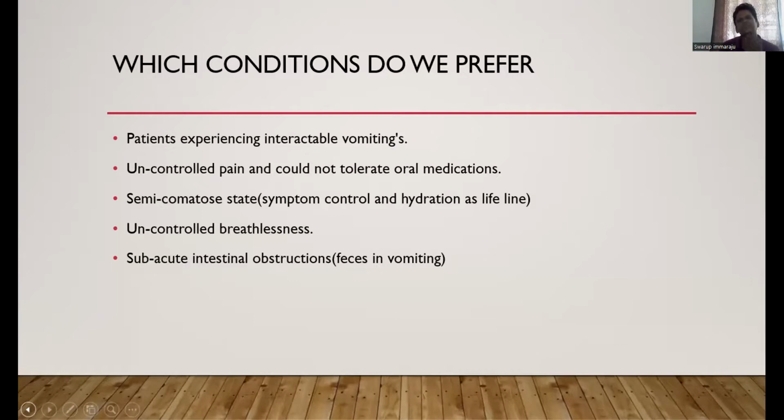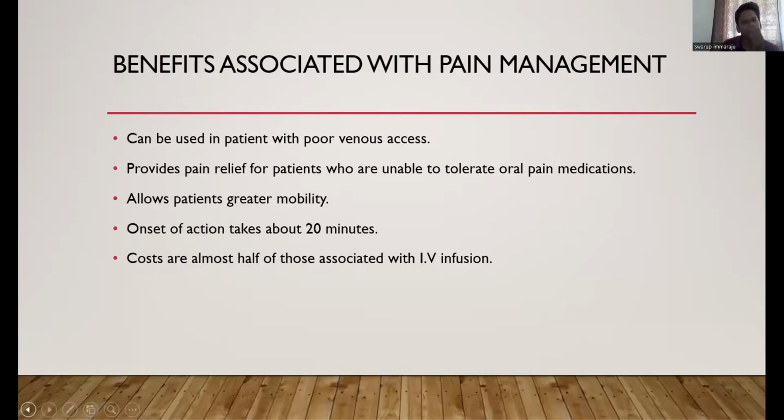Next slide, please. So what are the benefits? Why are we doing this? What are the benefits associated with pain management? It can be used in patients with poor venous access. Many of our patients in our hospice, we run a 21-bedded adult hospice as well as an 8-bedded pediatric palliative care hospice. In both programs, we also have a home care setup too.